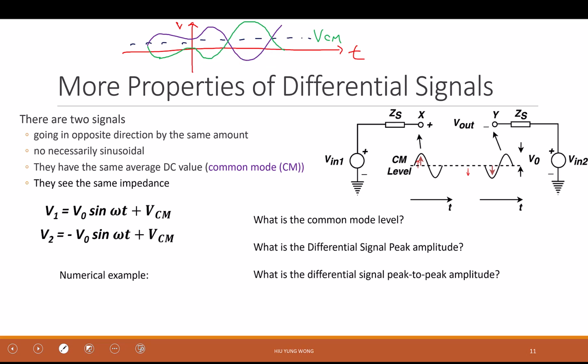In this class, it's easy. We only talk about sinusoidal differential. Okay, but still just bear this in mind. If you make a square wave differential, this is more general than a square wave, right? Yeah, but square differential, you can do that. Digital differential is the same.